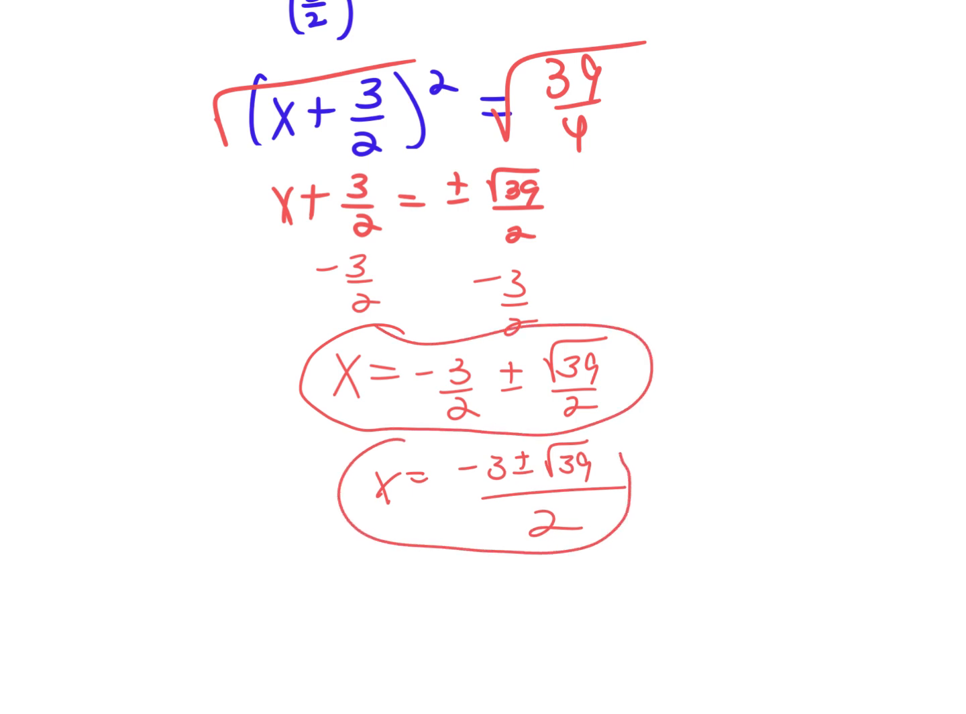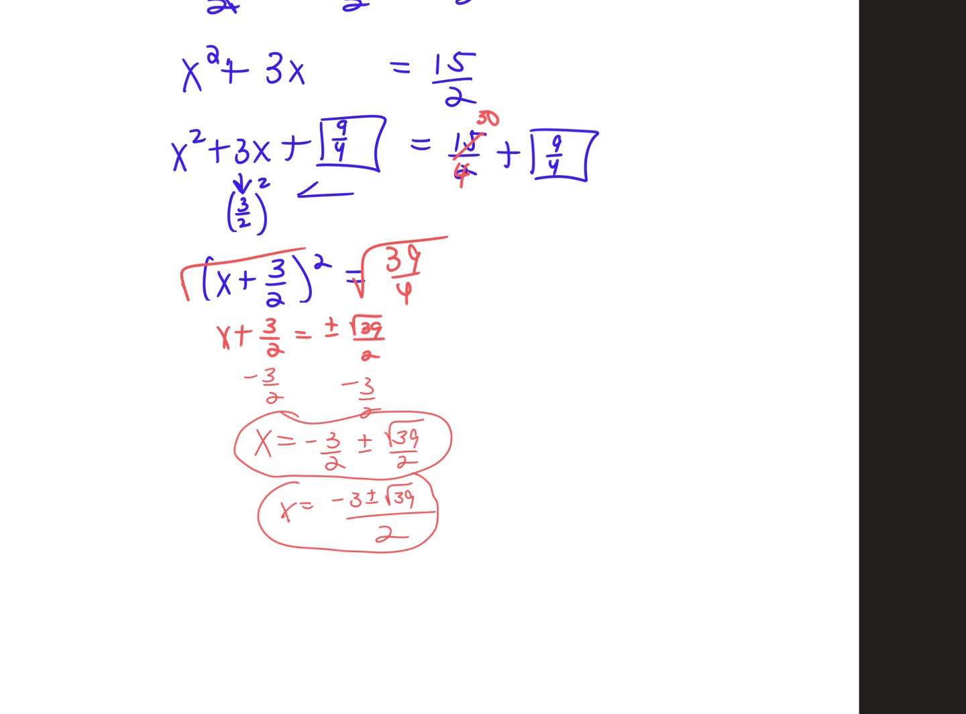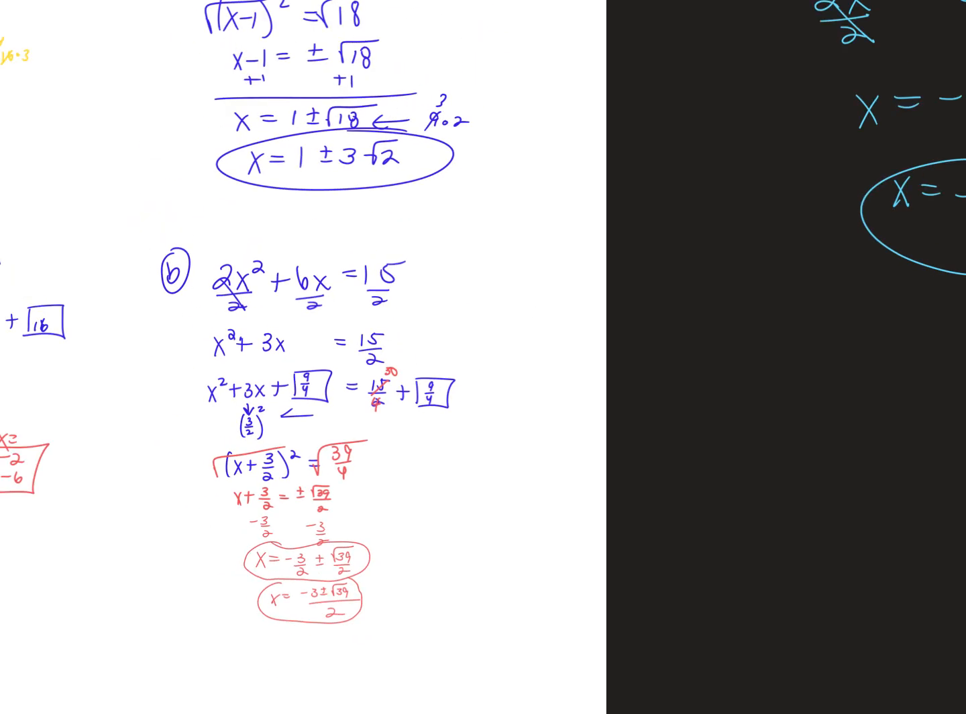WebAssign's going to want it split up. We don't care either way on the quiz. Whatever works best for you is fine. All right, let's go over here and we'll do C. What does C say? X squared plus 2/3 x minus 5 equals 0.